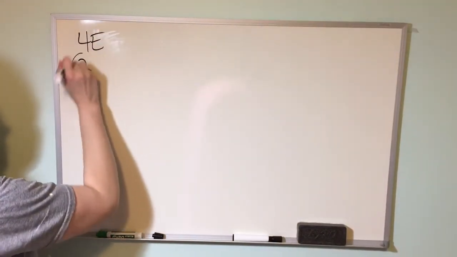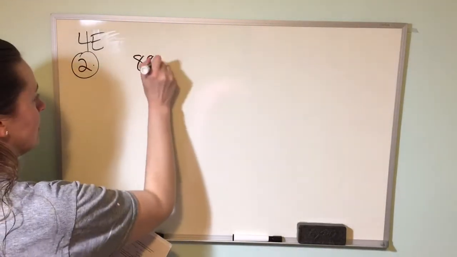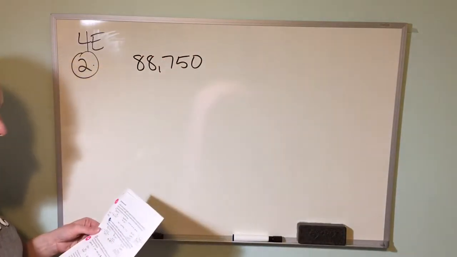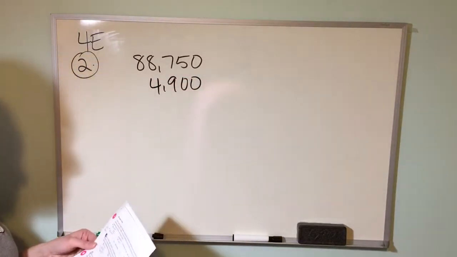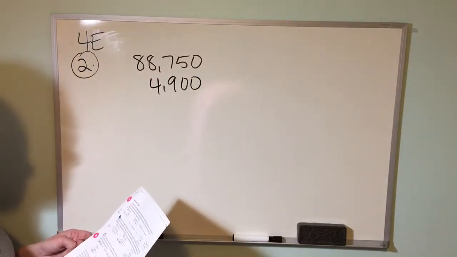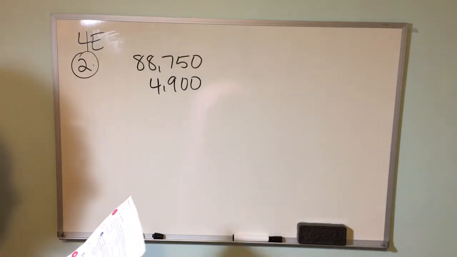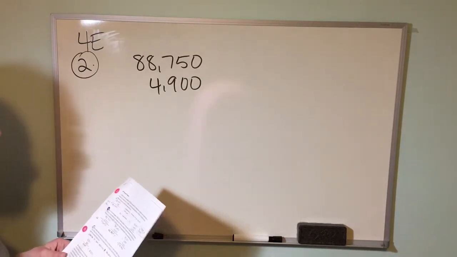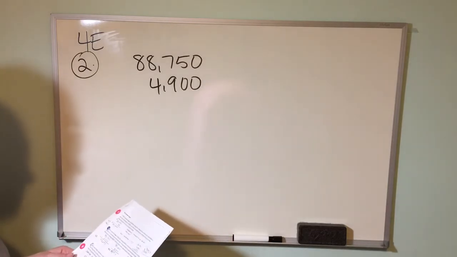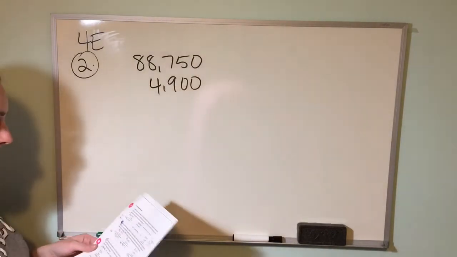Okay, so this is 4E and it's number 2. Marie earned wages of $88,750, okay, plus she received $4,900 in interest from a savings account. Then she contributed $6,200 to a tax-deferred retirement plan, okay? She was also entitled to a personal exemption of $4,050, and she had deductions totaling $9,050. It's all right here in number 2. Find her gross income, adjusted gross income, and taxable income.